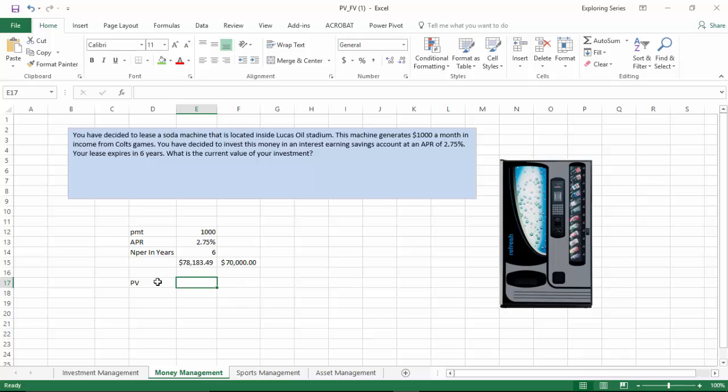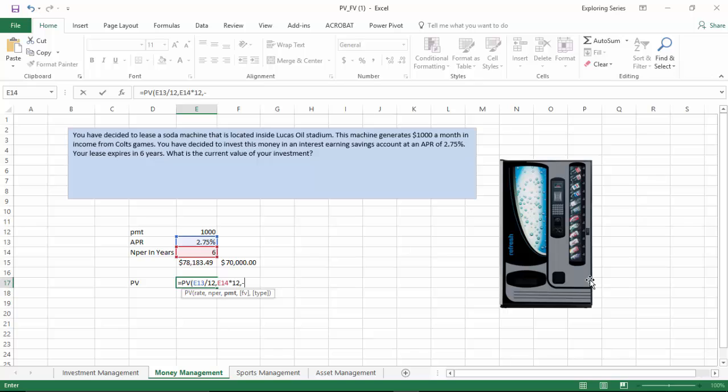So let's solve this one. I love this problem too. This is one of my favorites. So we're going to go present value. So we're going to take our rate. We're going to adjust that to monthly like we've been doing. We're going to take our years. We're going to make sure to reflect the total number of periods in those years.